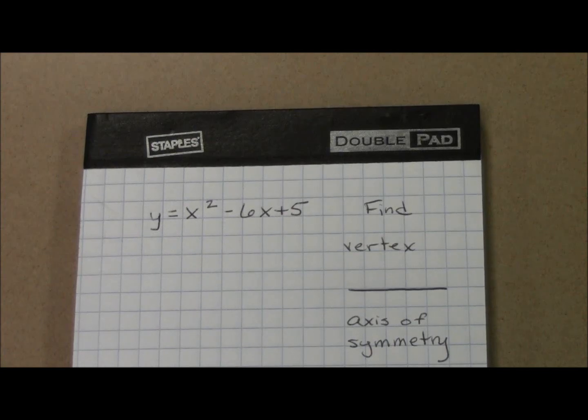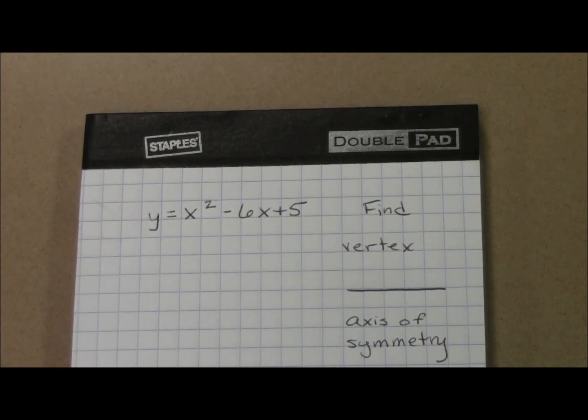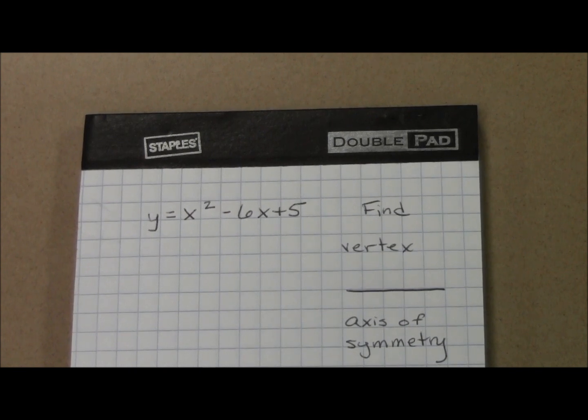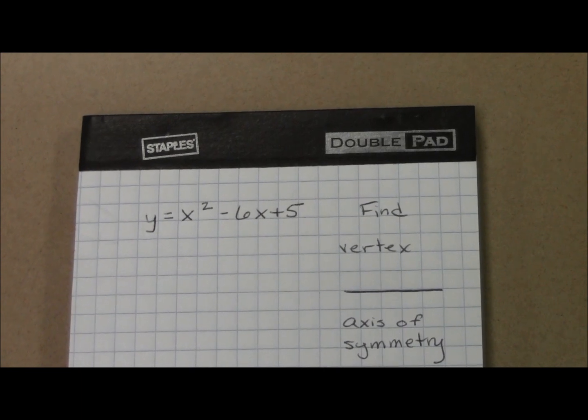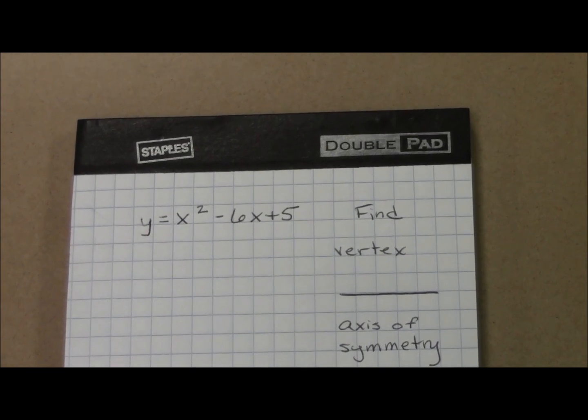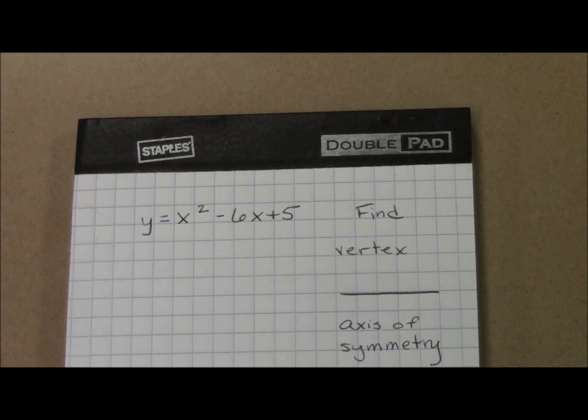Today we're going to take a look at how you graph a quadratic equation using the graphing calculator. Your graph will turn out to be a parabola, which is a U-shape, and we're going to look at how to use specifically the TI-83 Plus graphing calculator to do this.